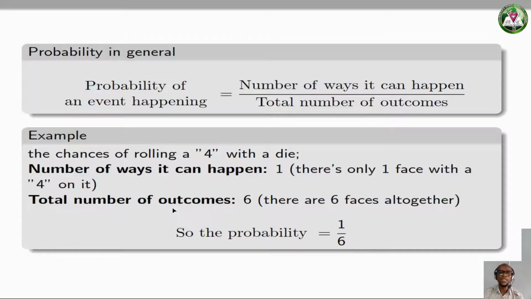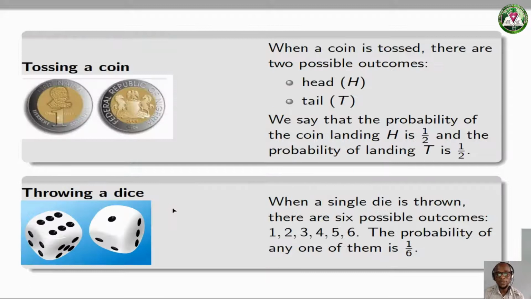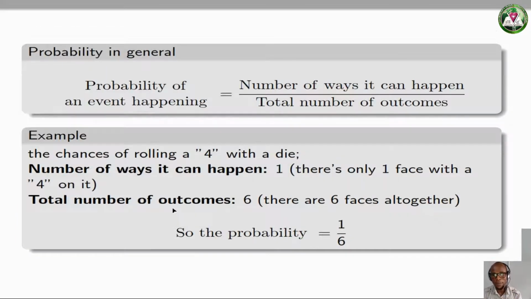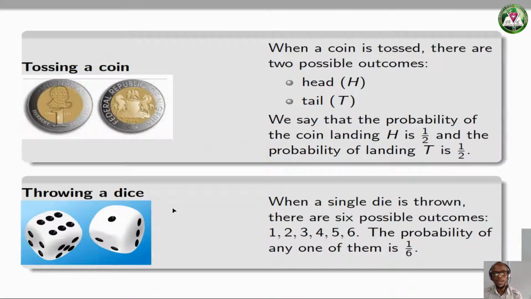In the next slide, you see the probability in general, where we have the mathematical expression, and we define the probability of an event happening as the number of ways it can happen over the total number of outcomes. Taking us back to the previous slide, when we toss a coin, the number of ways it can happen is 1. There is only one possibility of that coin appearing, either on the head or on the tail. Then the total number of outcomes is 2, because we have two faces on a coin.